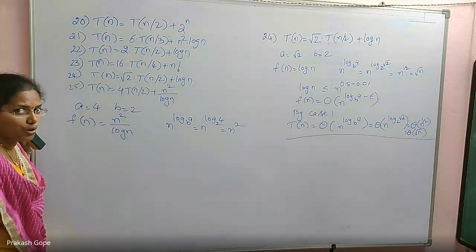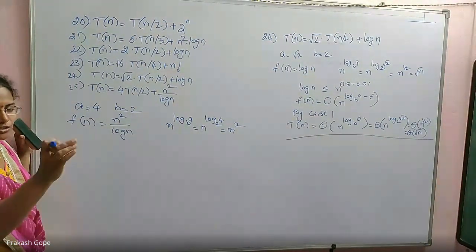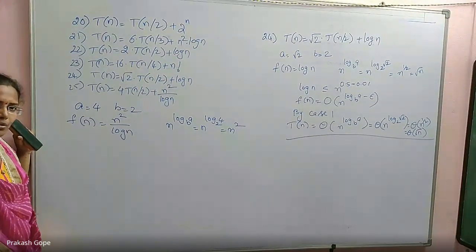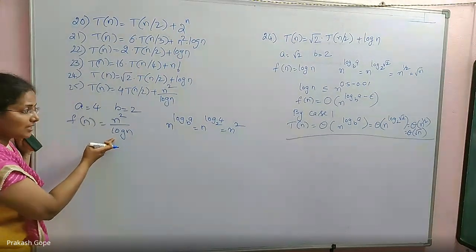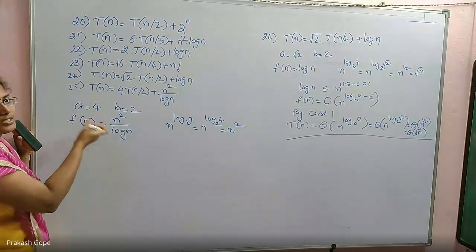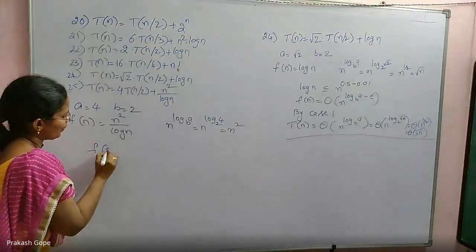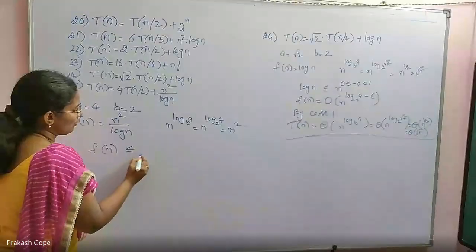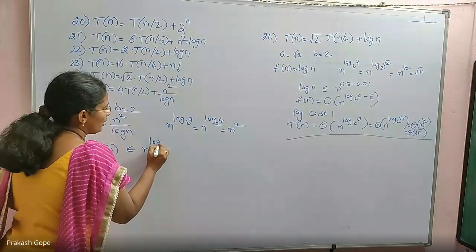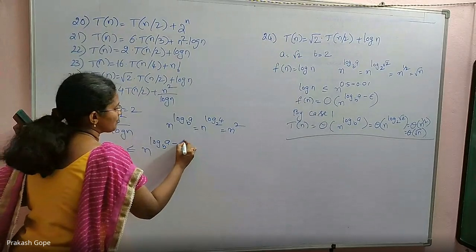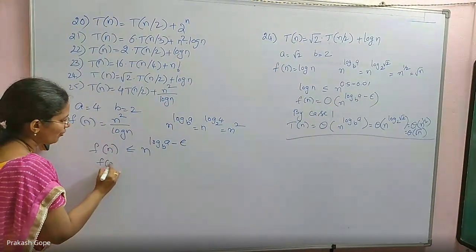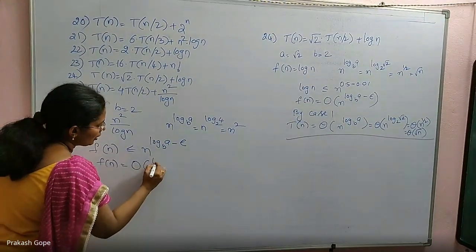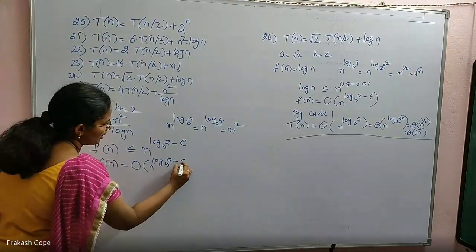Even if you do a small subtraction, say 0.001, it's almost n square. But as n is increasing, this is much less than n square. So f of n is less than or equal to n power log a to the base b minus epsilon. Even if you do a small subtraction, this is smaller, which means f of n is O of n power log a to the base b minus epsilon.